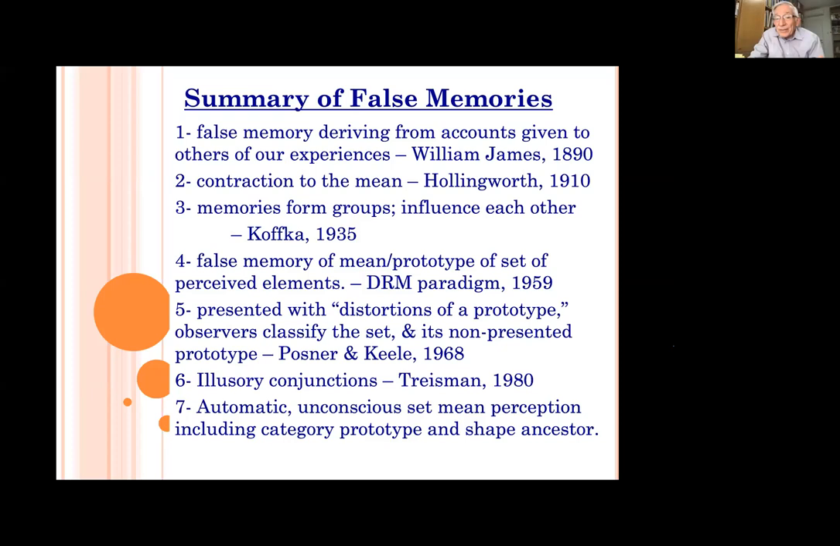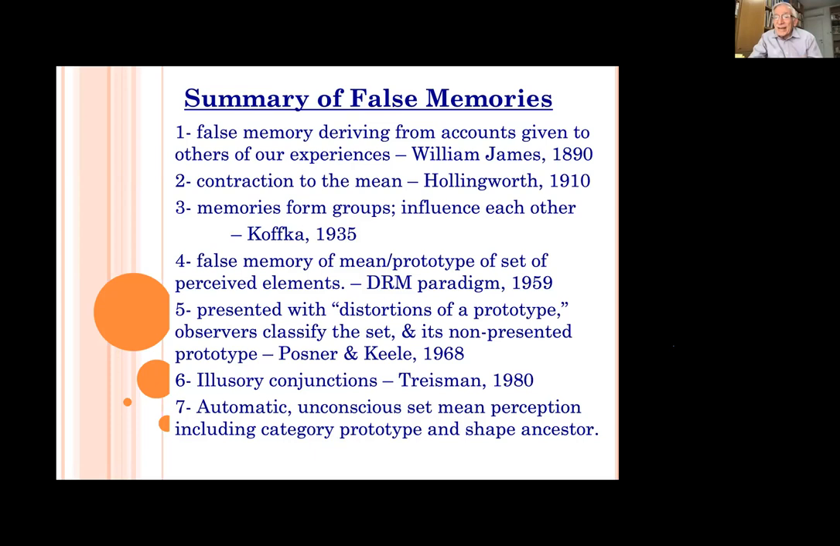And categories are a prototypical kind of group. False memory of mean and prototype of a set, the DRM paradigm. Again, we hear all these words, we see the words that are read to us, and we remember what was related to them all and presented with distortions of prototype. Illusory conjunctions. Why do we have illusory conjunctions? Because we can't remember it all. But if we're thinking of a carrot, then the triangle is going to be the one that's orange. That's why I gave you the words in order to do that first, okay? And automatic unconscious set perception, including category, prototype, and shape, is also a false memory, and it's there because we remember the mean and everything.